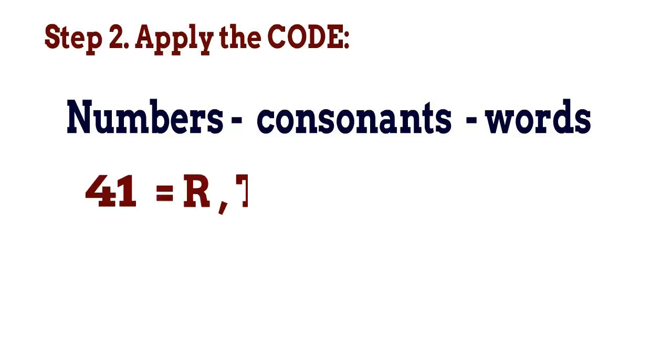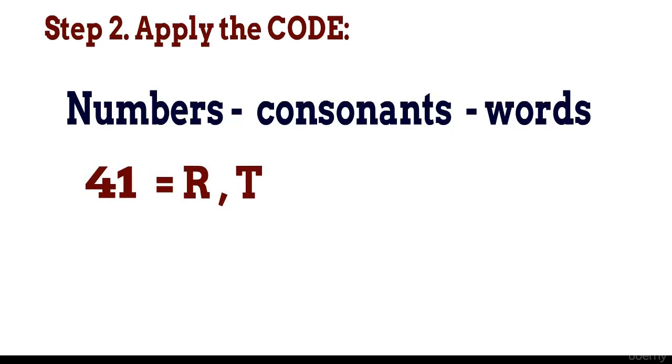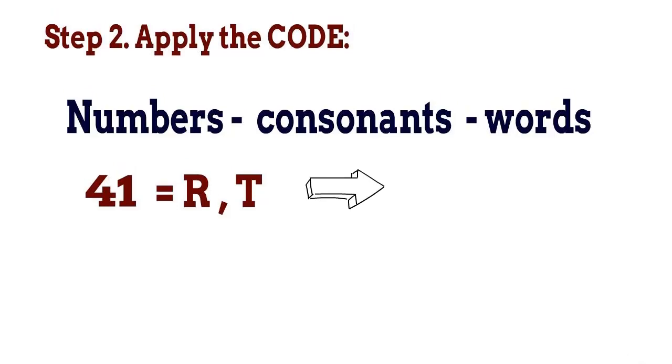As an example, let's take the number 41. According to the system's code, the digits in the number 41 translate to R and T respectively. Now we need to form a word with R and T. We should fill the gaps between the letters using the neutral elements, vowel sounds. The word rat comes naturally to me. 41 gets encoded as rat then.